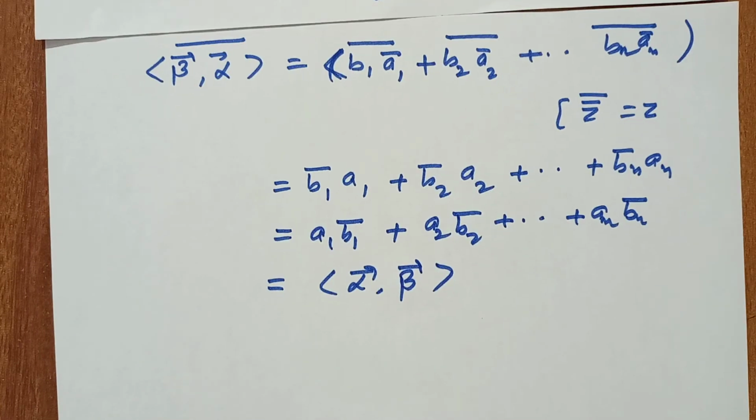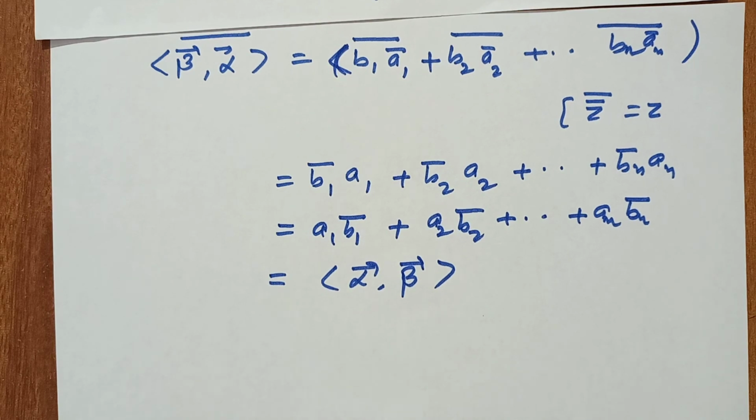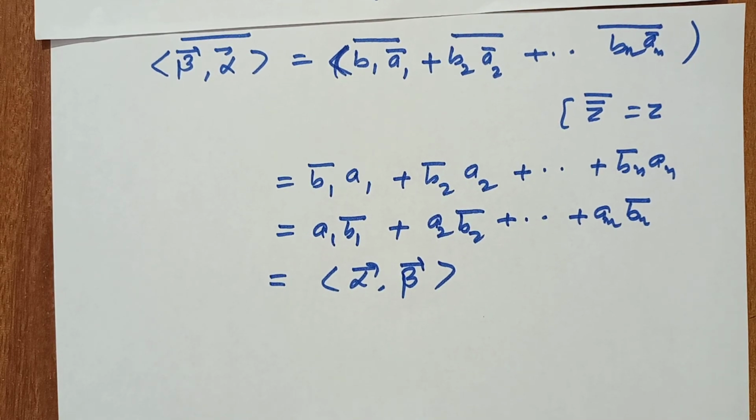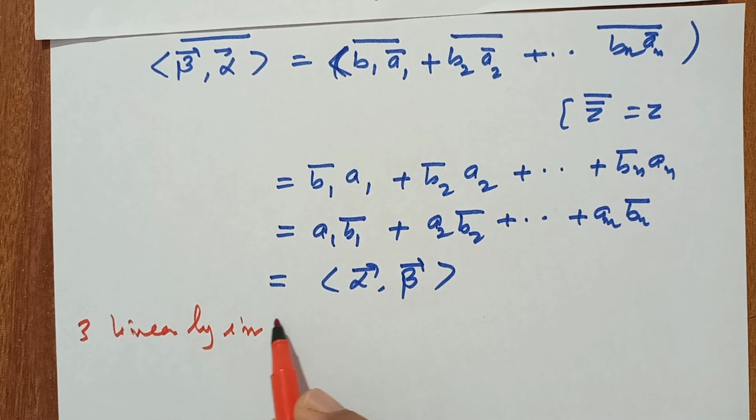Now the third is linearity, linear in the first variable, that is the linearity property. So third is linearity in the first variable.